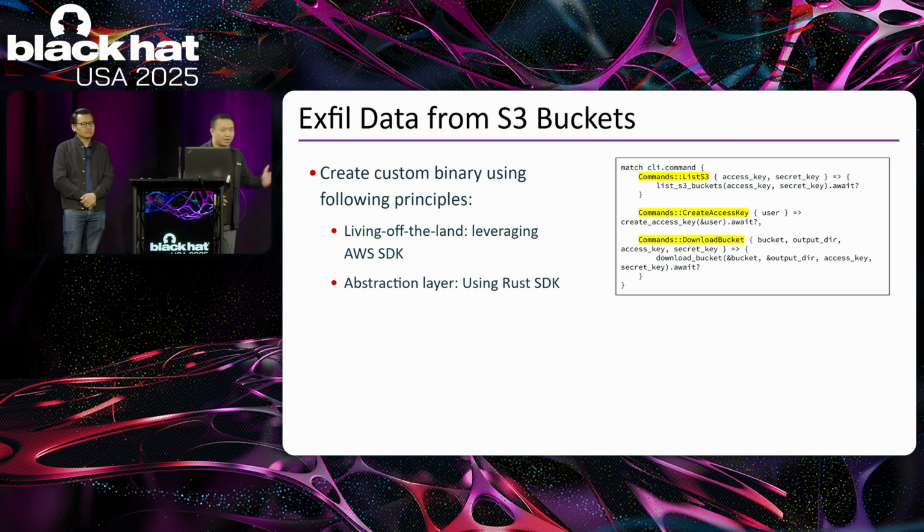And to exfil data from the S3 buckets, again, I used the living off the land principle to leverage the AWS SDK to blend in, and the abstraction layer principle by using the Rust SDK specifically. And as you can see in the snippet there, I created a command line utility with three main functions to list all S3 buckets, create an access key to backdoor an IAM user, and download all objects from an S3 bucket.